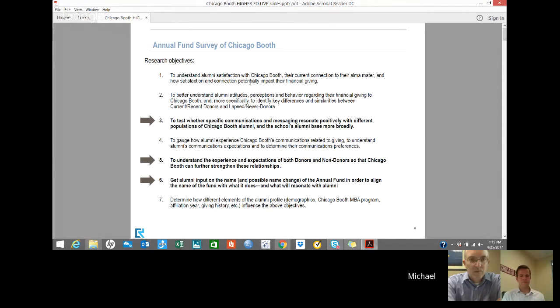name. In addition to that, we also ask questions around alumni satisfaction, how connected they feel to Chicago Booth, and how that satisfaction could potentially impact their giving. We also did a series of measurements on some of their attitudes and perceptions around giving, as well as attitudes and perceptions about Chicago Booth and how they feel about it as an alumni.